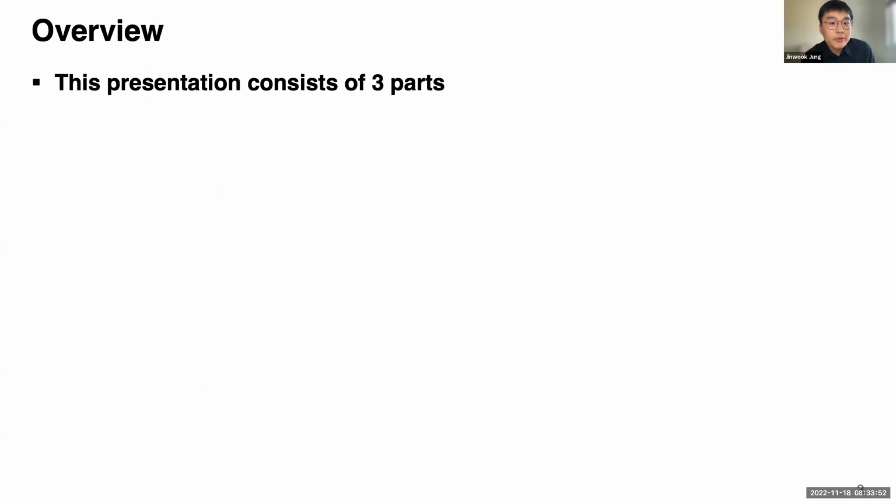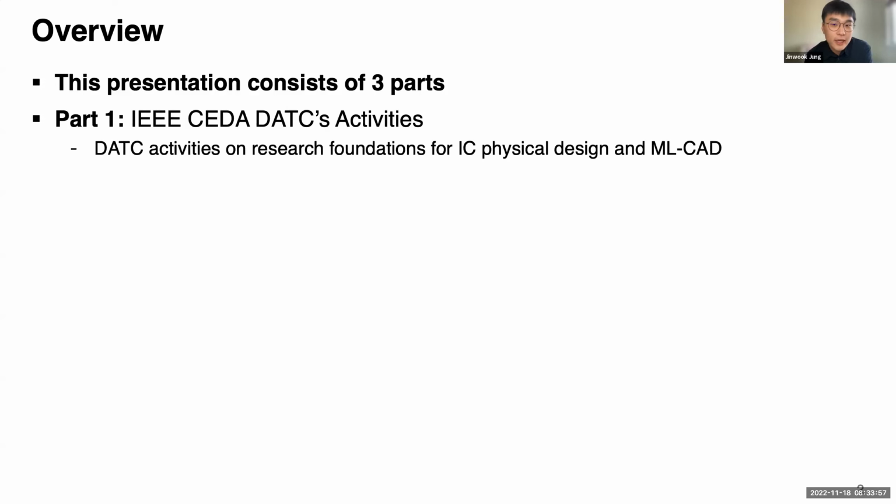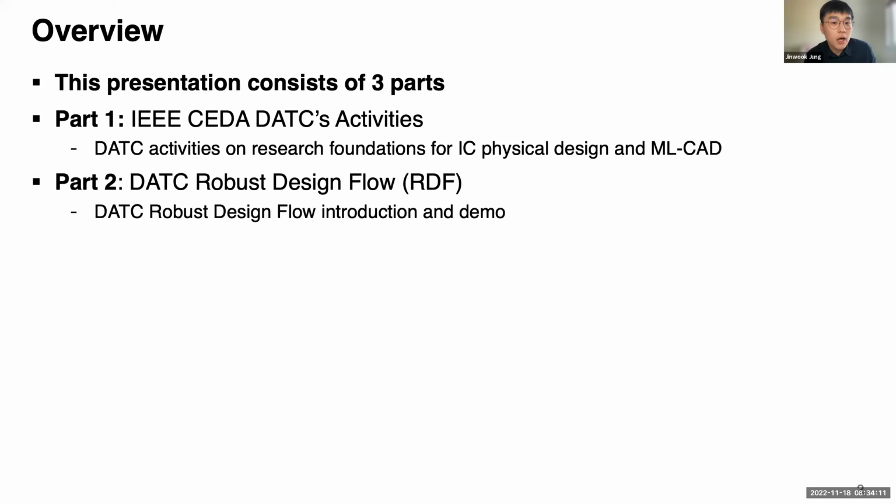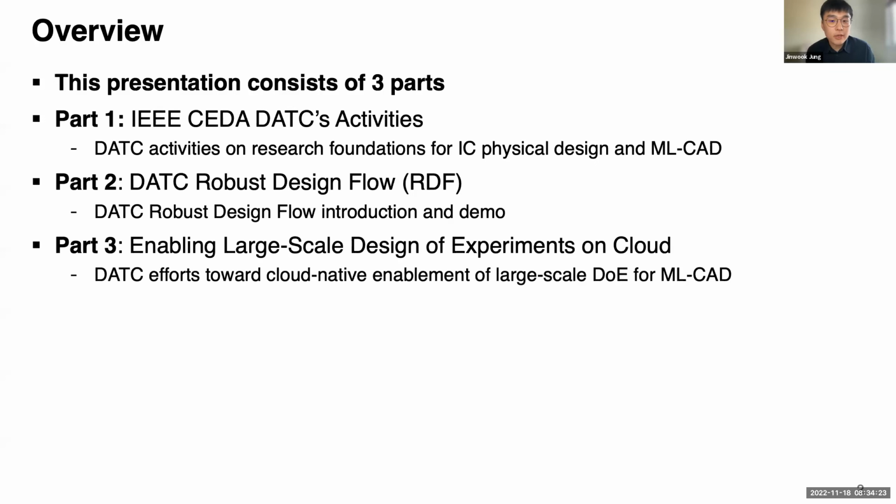So actually, my presentation consists of three parts today. At first, I'm going to overview the DATC activities to establish and expand the research foundations for IC Physical Design and Machine Learning CAD. And after that, I will describe in a little more detail two of our activities in the following parts. So in part two, I will present the DATC robust design flow, which is an academic reference design flow, which we have been working on since 2016. And in part three, I will describe our efforts toward cloud native enablement for large scale design of experiments, especially for machine learning enabled EDA.